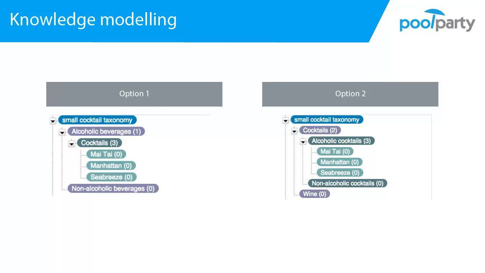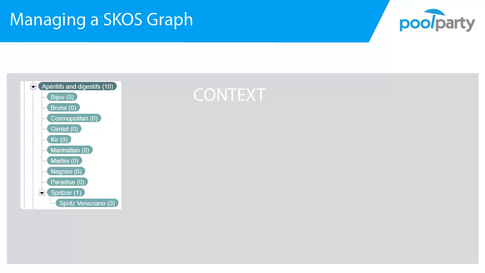In option 1 we have included the top concept cocktails. In option 2 we differentiate 2 top concepts, alcoholic cocktails and non-alcoholic cocktails. This small example demonstrates how much your conceptual approach can vary and is actually supported by the software. You saw how the context for a concept is given within a taxonomy through a hierarchical structure. But we started out with the concept as our focal point.